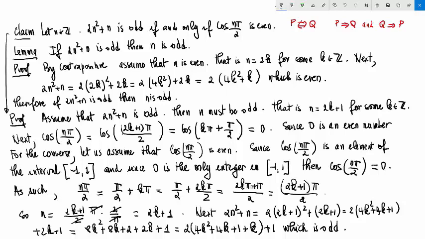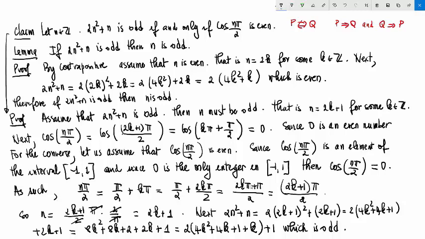So to summarize, we had a biconditional statement: 2n squared plus n is odd if and only if cosine of n pi over 2 is even. And this proof has two parts in it. There's the part where you have to prove that if 2n squared plus n is odd, then cosine of n pi over 2 must be even. And you have to prove that if cosine of n pi over 2 is even, then 2n squared plus n must be odd.